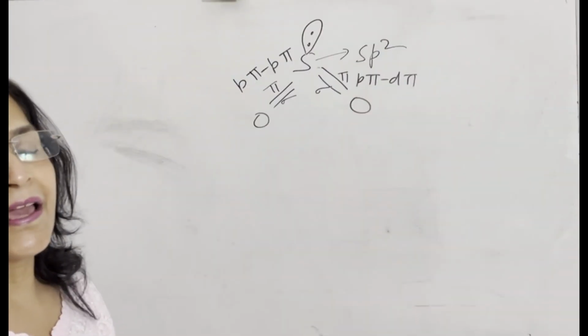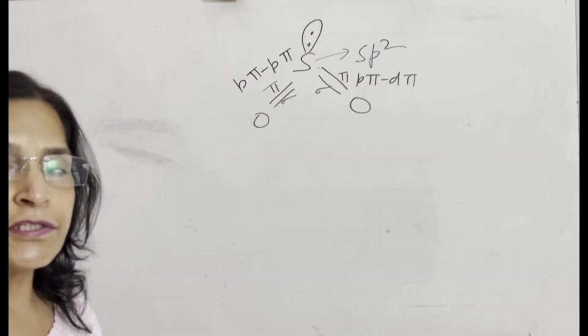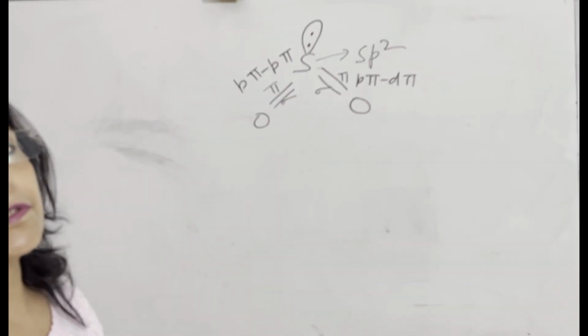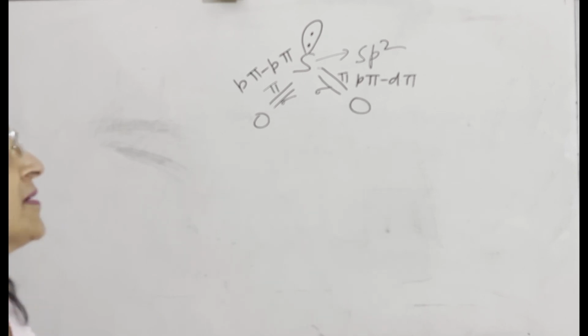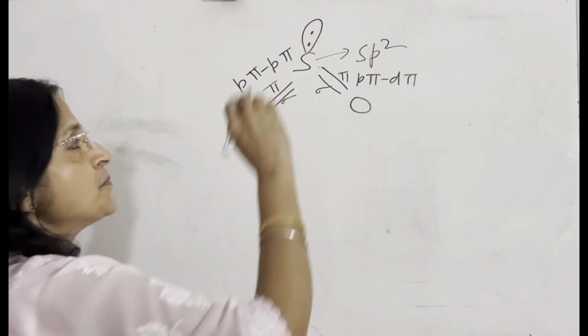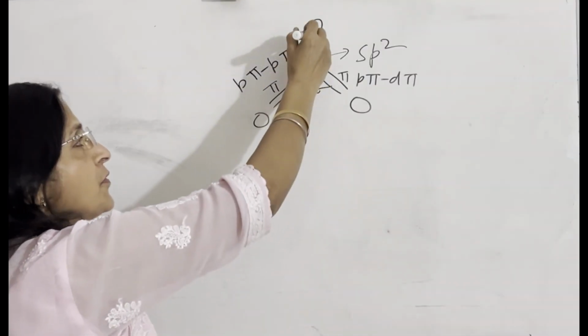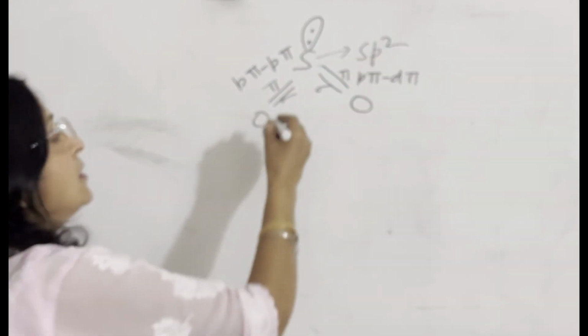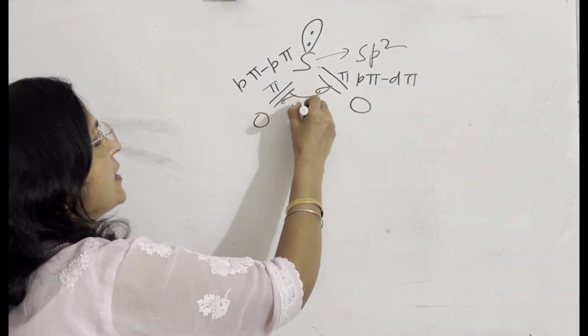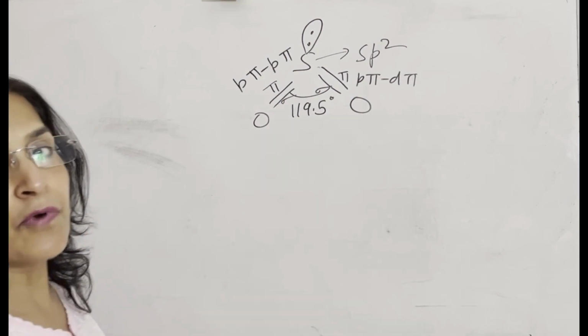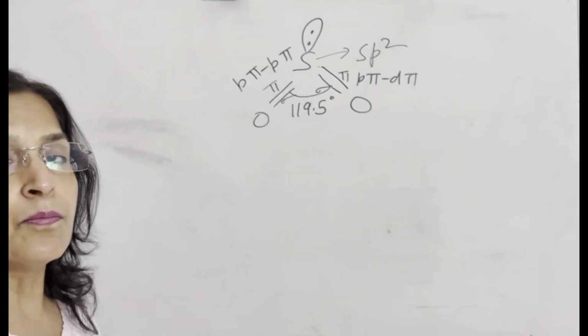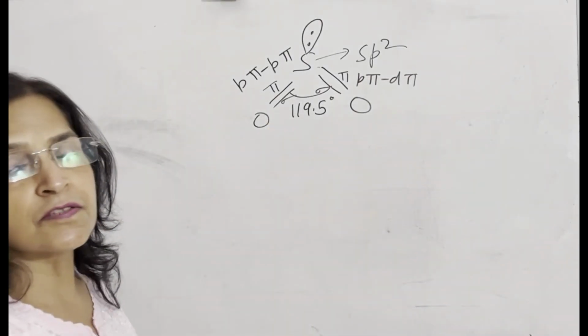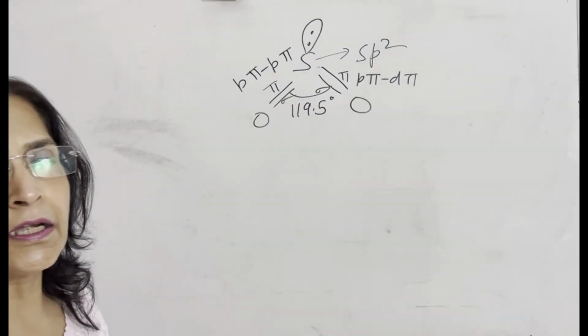Sulfur dioxide has angular structure with 2 sigma bonds and with 2 pi bonds with 2 oxygen atoms. This is the structure. Sulfur is sp2 hybridized and 1 lone pair of electrons is present on sulfur. And bond angle is 119.5 degree. It should be 120 degree, but due to the lone pair bond pair repulsion, bond angle decreases from 120 degree to 119.5 degree.